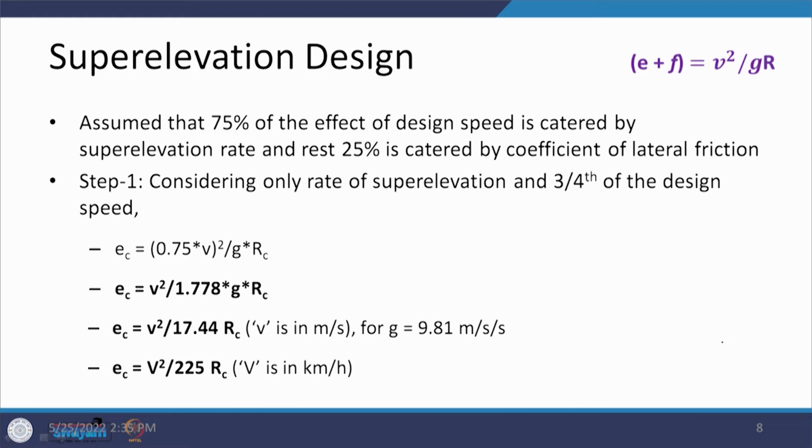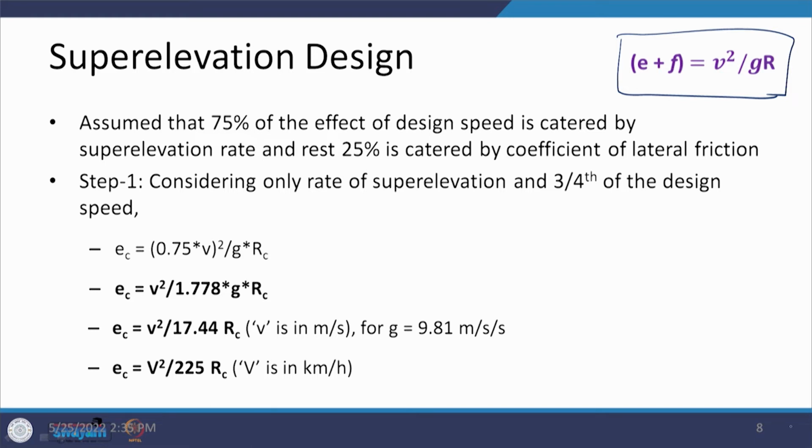Now, when we are looking at this, the base equation remains the same, that is E plus F is equal to small v square divided by gR, where v is in meter per second, g is the acceleration due to gravity in meter per second square and R is the radius of the circular curve in meter. F is a constant value of 0.15 and what we are trying to find here is the value of E with respect to V and R. So, how do we proceed here?